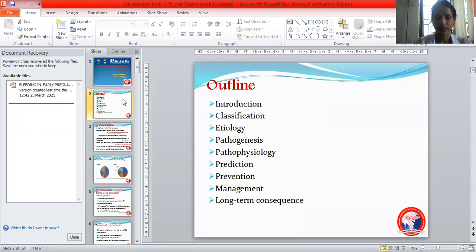So in this class, we'll be covering the classification, which contains a spectrum that includes many categories under hypertension, the main etiology and the pathogenesis. The pathophysiology includes the different changes that happen in different organ systems. Is there any way to actually predict the onset of this hypertension in a pregnant woman, and whether anything can be done to prevent the same? And how do we manage hypertension in already diagnosed pregnant women? And also, are there any long-term consequences of hypertension in pregnancy?